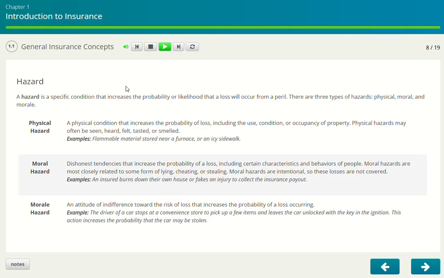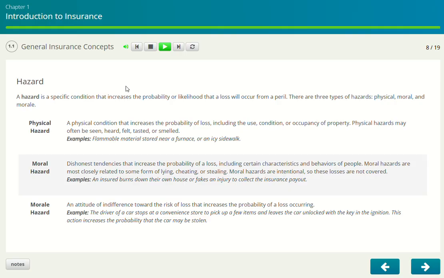Physical hazard. A physical condition that increases the probability of loss, including the use, condition, or occupancy of property. Physical hazards may often be seen, heard, felt, tasted, or smelled. Examples: flammable material stored near a furnace, or an icy sidewalk.